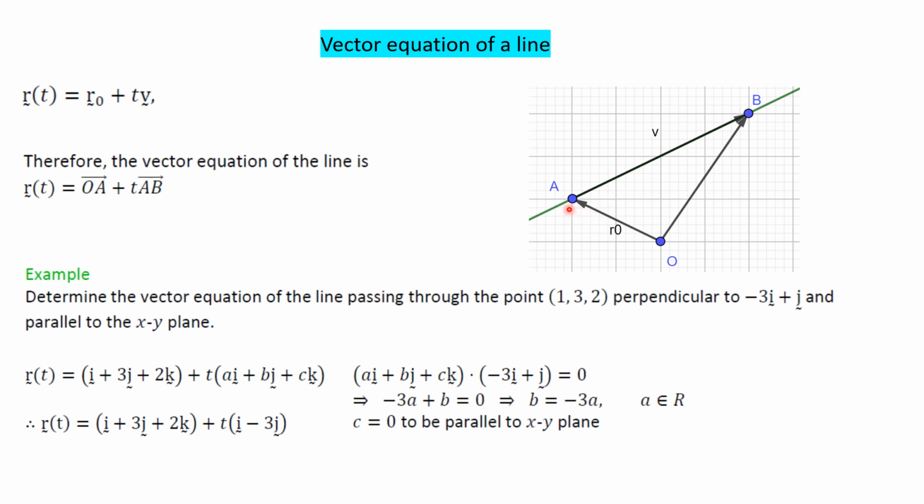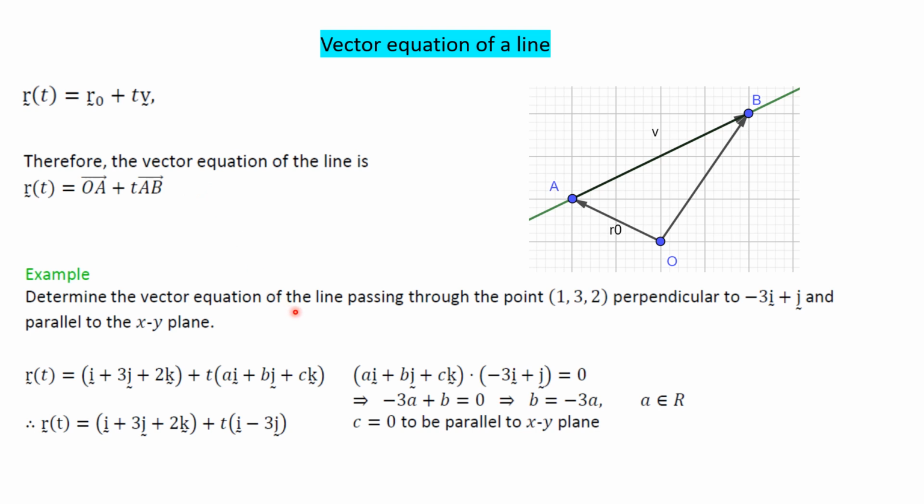So let's say you know the 2 points A and B. Let R0 be the vector OA. Now you need to work out the direction vector V. The direction vector is just vector AB. So in this case, your vector equation would be given by OA plus T times the vector AB. T is like a parameter which gives you the length of that vector.